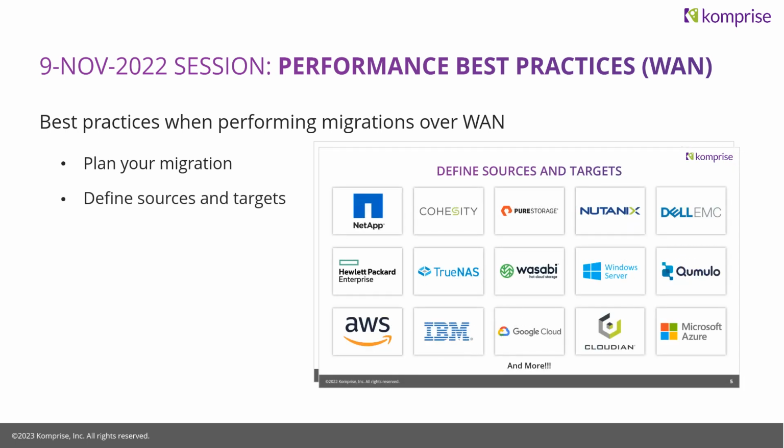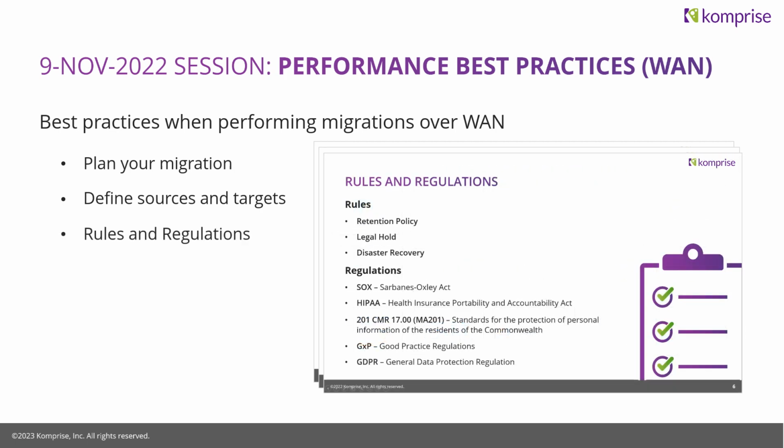Obviously, you have to know your sources and targets. Where's the data coming from? Where's it going to? Ben talked about rules and regulations, especially when you're migrating over the WAN. You may be leaving your four walls, your premises, and going somewhere else, maybe to the cloud, maybe to a colo. There are regulations about moving data. If it's crossing country boundaries especially, you may have to look at GDPR. So make sure you understand any legal ramifications of the data migration you're about to do.